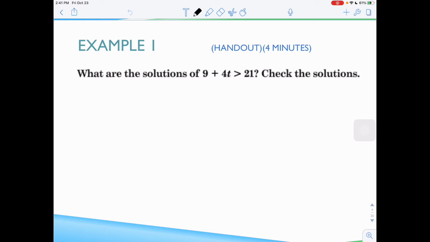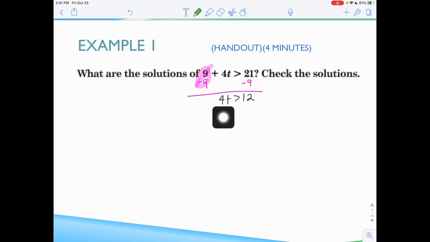Check your solutions. So our goal is always to isolate the variable. Right now we want to get all the constants on one side, so I want to move this positive 9 over to the 21. Since we have a positive 9, we can subtract 9 on both sides. 9 minus 9 is a 0 pair. Bring down your 4t, and then 21 minus 9 is 12. Since we were adding and subtracting, not multiplying or dividing by a negative, we keep the symbol the same.